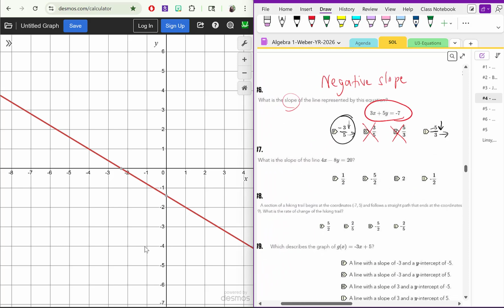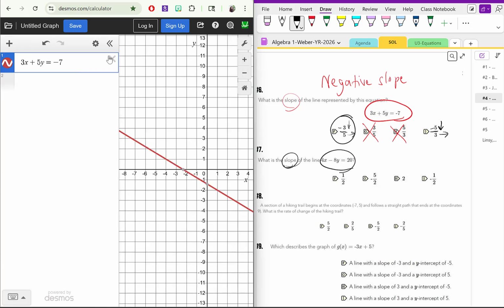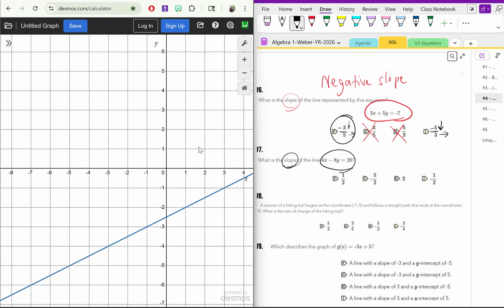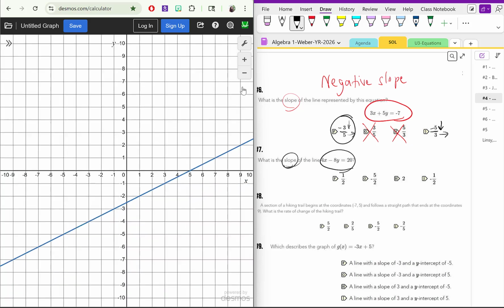You're going to do the same thing for the next question, circle slope. You're going to type in that equation. So we have 4x minus 8y equals 20. In this case, this would be your left arm in front of your body, which is positive slope. So we're going to write down that this is positive. So that means we can get rid of the answers that are negative.